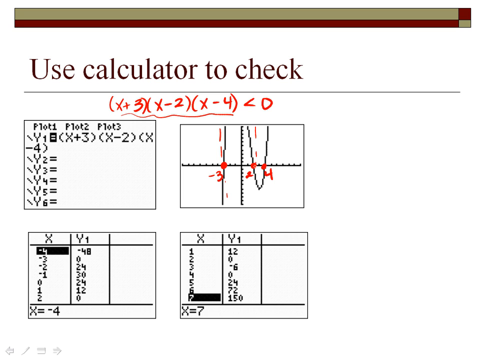So if I divide up the number line, excuse me, and put the negative 3, 2, and 4, notice what happens. To the left of negative 3, the graph is below the x-axis. Between negative 3 and 2, it is above. Between 2 and 4, it is below. Well, I should write that below down here.